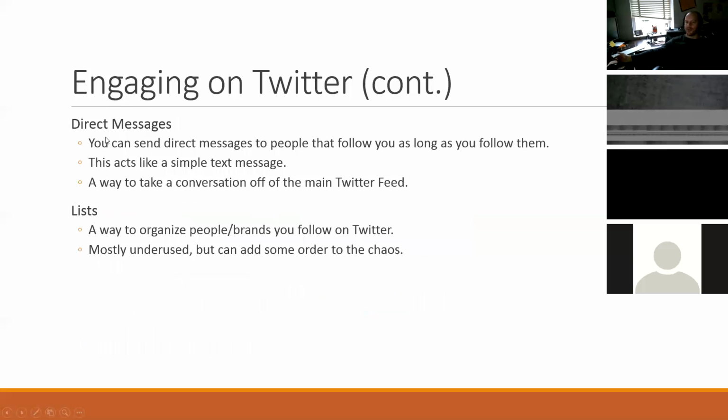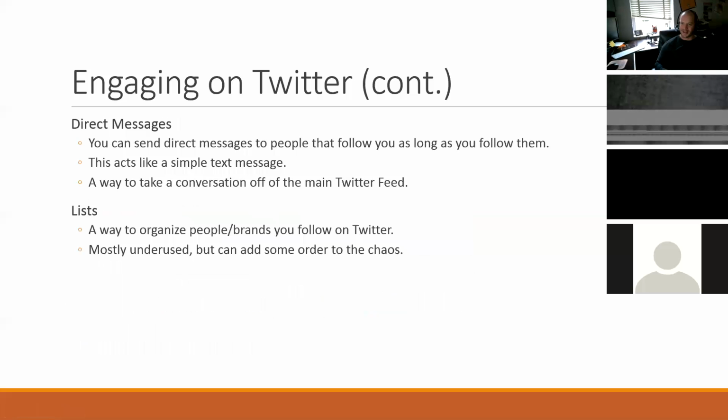So I talked earlier about direct messages. Direct messages are messages that are private. They're between one user and another user. They're not on a timeline. They're not on a news feed. It's basically a text message on Twitter.